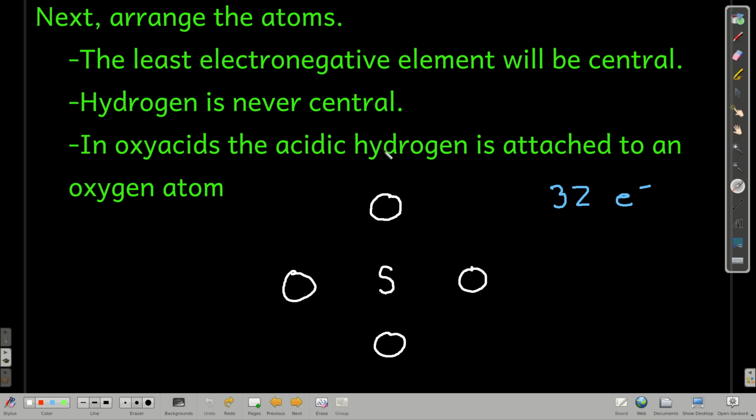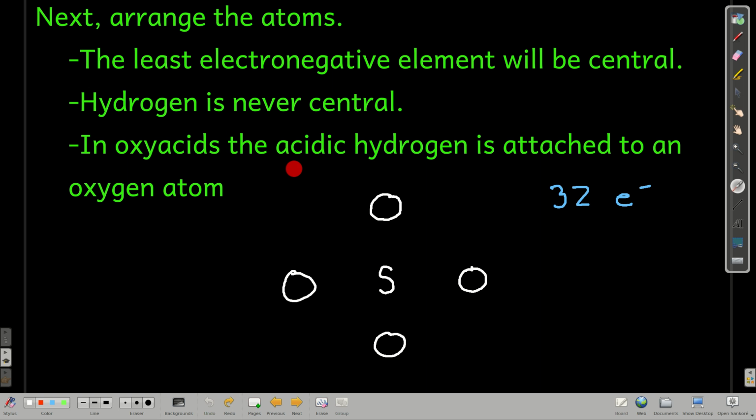Next, arrange the atoms. A few tips, I guess. The least electronegative element will almost always be in the middle. Sulfur is less electronegative than oxygen, so we put sulfur in the middle. Hydrogen can never be in the middle because it can only form 1 bond. It only has 1 electron, so it can only make 1 bond.